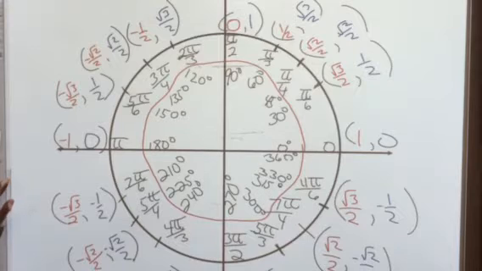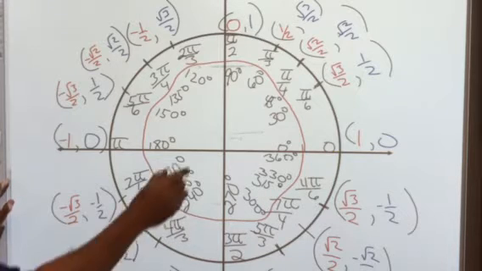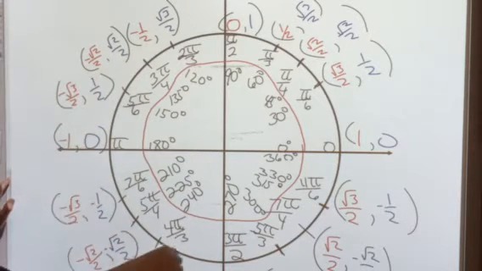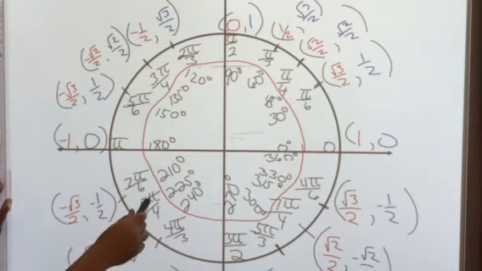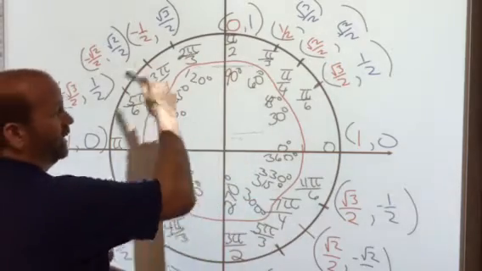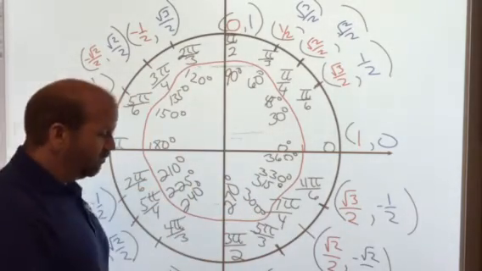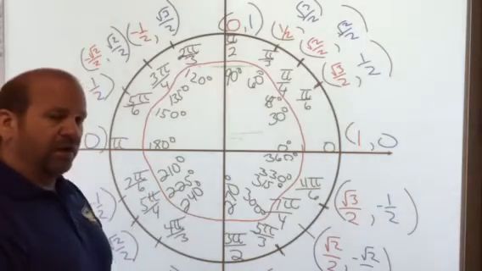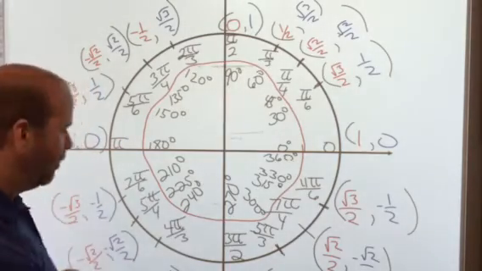Okay, so again, sine is y over r, so the blue coordinates are always sine because it's over 1. Cosine is x over r. The red coordinates, the x coordinates, are always cosine because cosine is x over r and r is always 1.